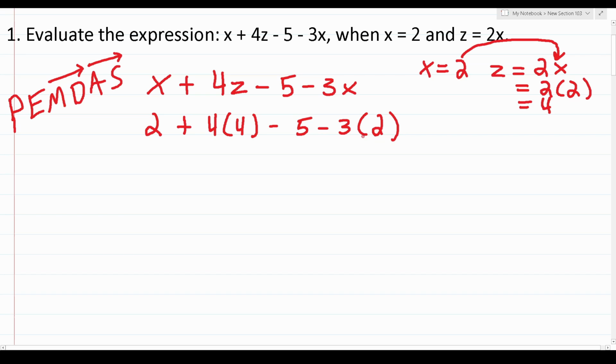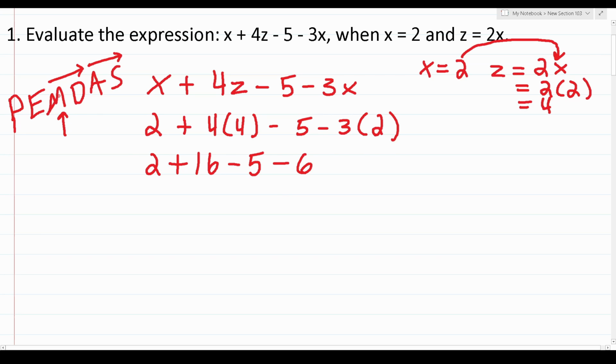If we quickly look through this expression, you can see that we have addition right here, multiplication here, subtraction here, and multiplication here. Of course, we're going to do multiplication before addition and subtraction. So let's go ahead and take care of that. This becomes 4 times 4 is 16. So this is 2 plus 16 minus 5. And let's take care of this multiplication here as well. 3 times 2 is 6. So this is 5 minus 6.